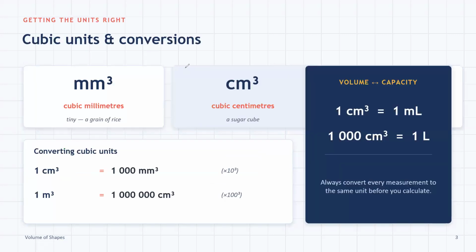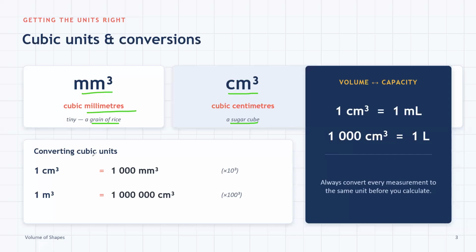Next off, you have to understand how to go about getting the units right. So cubic units and conversions. Millimeters cubed would be referring to a very tiny grain of rice, something which is very small in nature. On the other hand, if something is centimeters cubed, that would be somewhat about the size of a sugar cube. However, this is also quite small in nature.